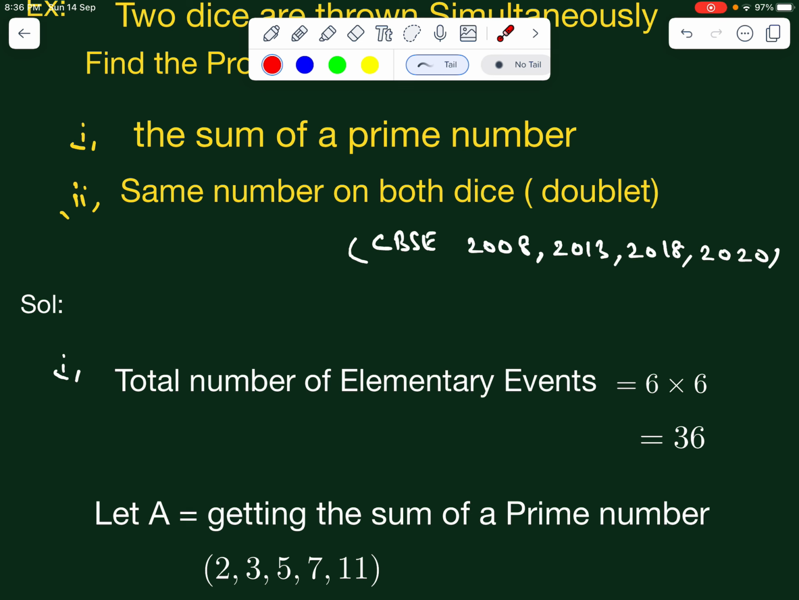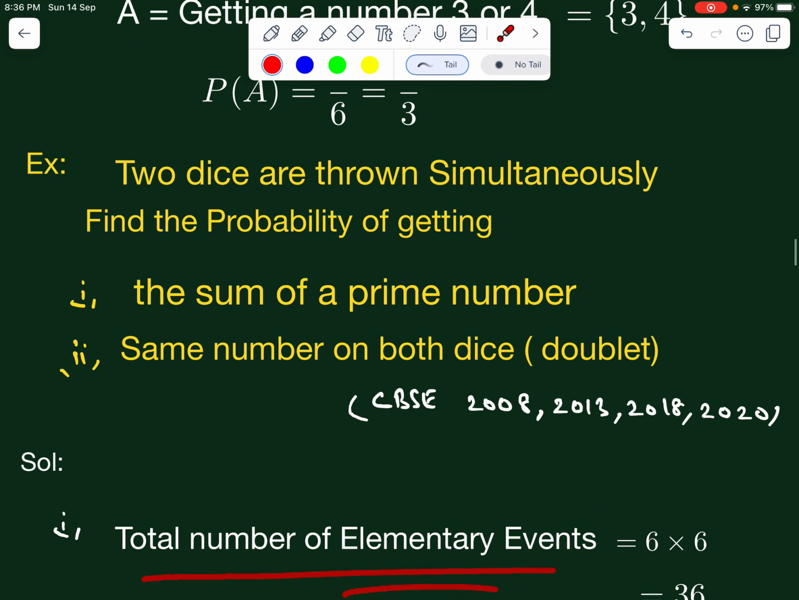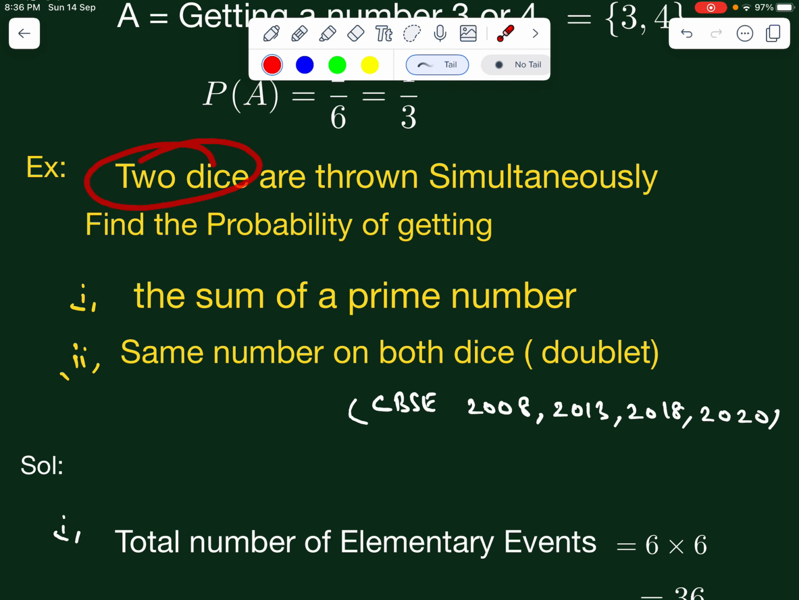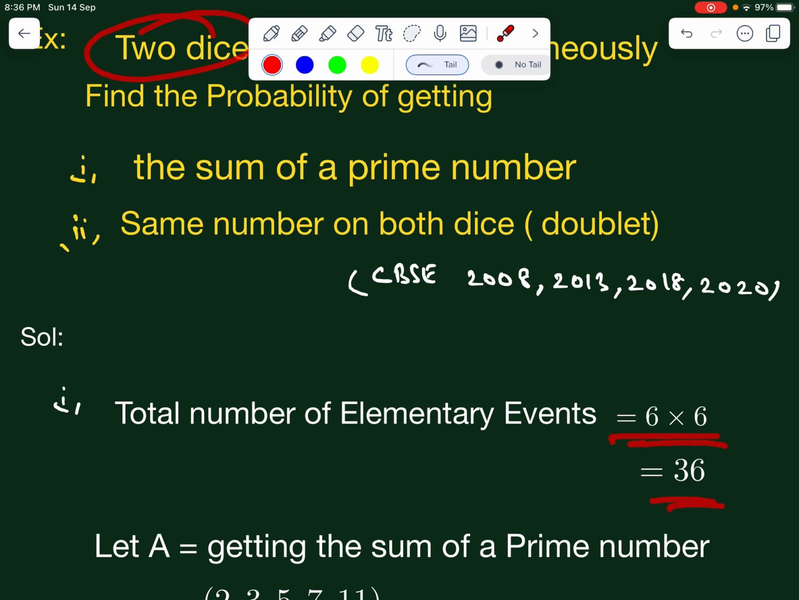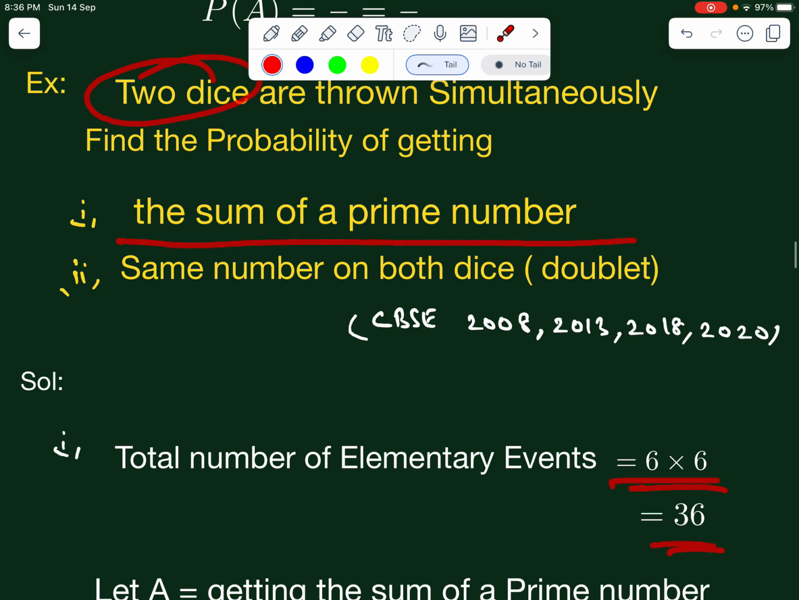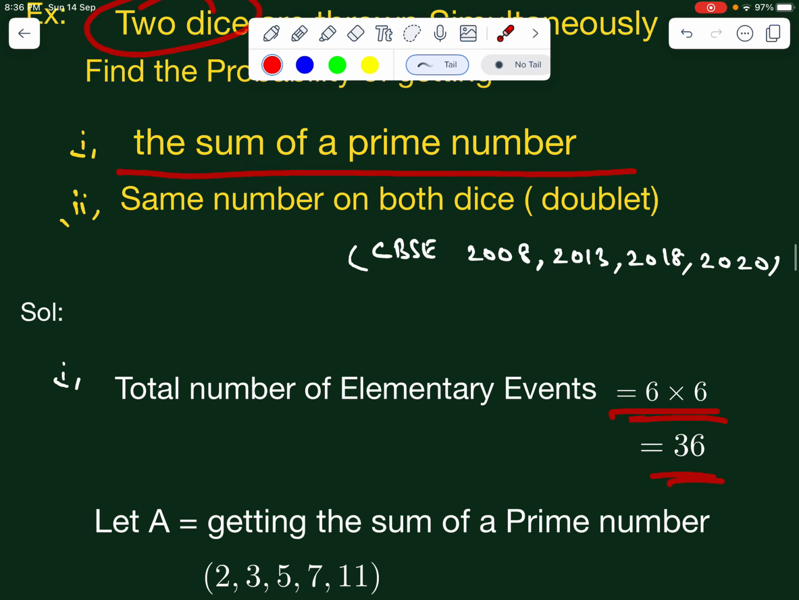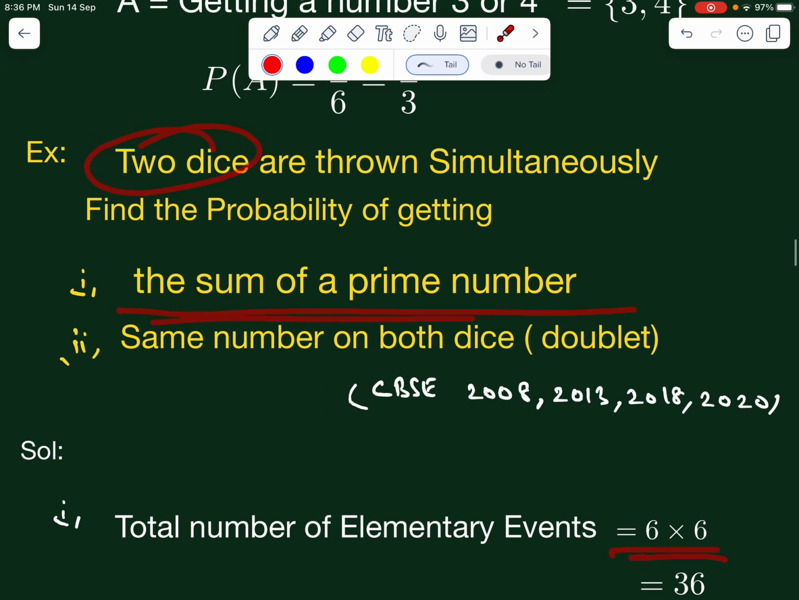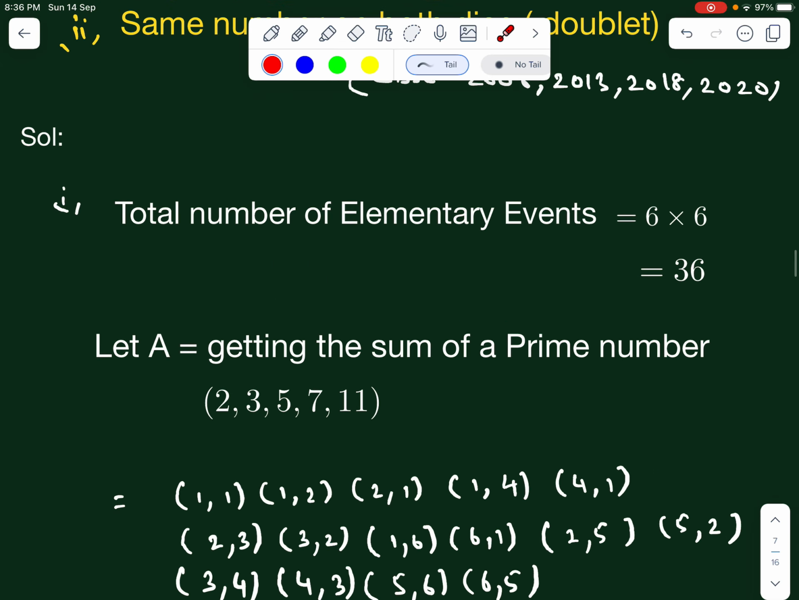First question, total number of elementary events. You are throwing 2 dice. Therefore, 6 into 6, that's 36. Find the probability of getting the sum as a prime number. First of all, the prime numbers: 2, 3, 5, 7, 11.